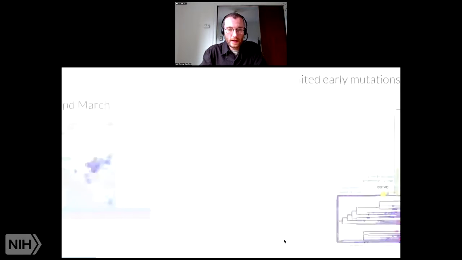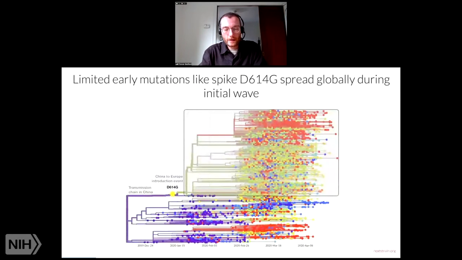And then after this, alongside this original early period, there wasn't a lot of adaptive evolution or interesting evolution going on. The main thing to note is this D614G mutation. This actually arises within China on these purple branches here. And then it's what seeds the epidemic into Europe here in this green and yellow, which goes on to the US and so forth. And now basically all viruses descend from this D614G variant.